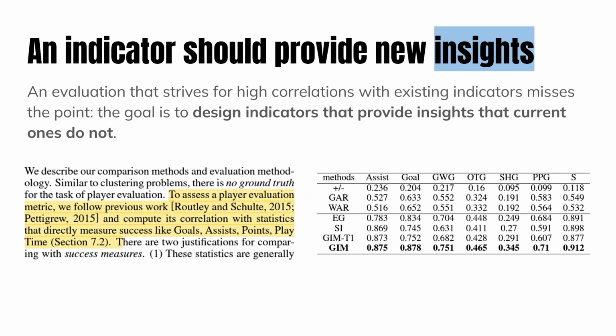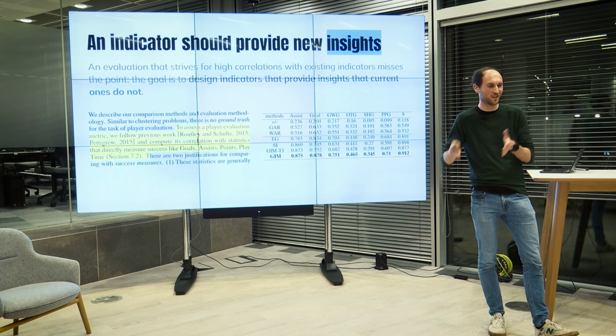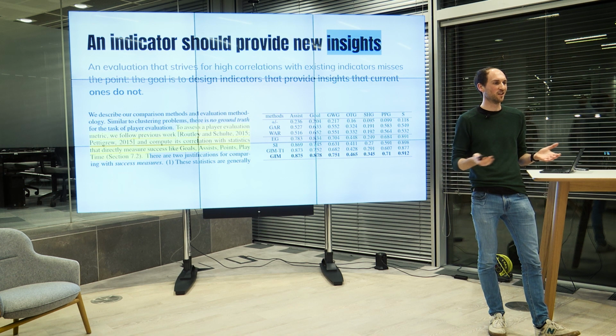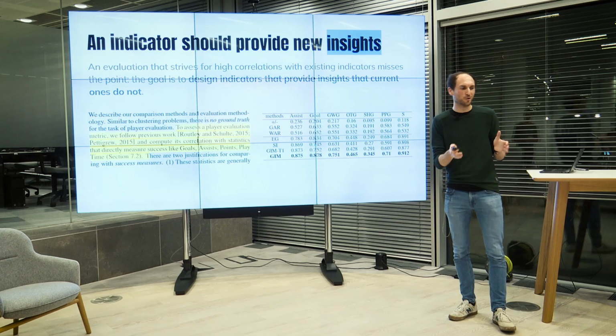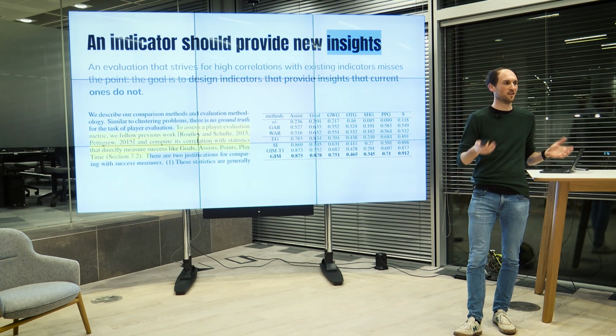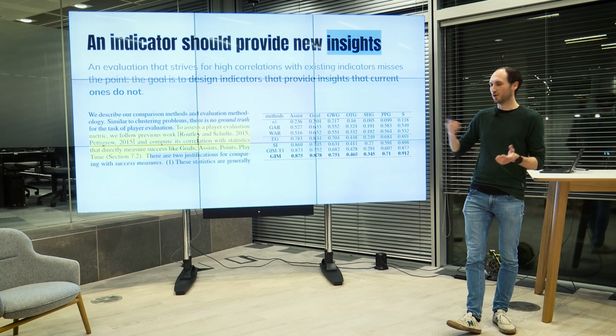Then second, an indicator should provide new insights. And I think this is an aspect on which a lot of research papers somewhat miss the point. What you often see is that they will optimize the correlation with existing metrics. But if you have perfect correlation with something that already exists, then what is the point of your metric, right? You're not learning anything new. And obviously, it's a fine line here, because if you design a new metric to measure some kind of construct, and there's no correlation at all with everything that already exists, then that will be received with skepticism. But if you have perfect correlation with what already exists, then you haven't found anything new.